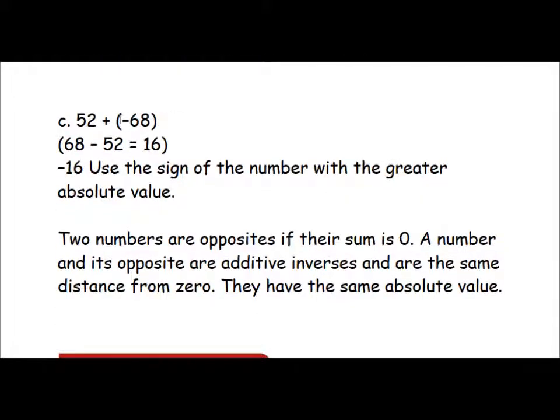In case of different signs, 52 plus -68, we have to subtract the absolute values and then use the sign of the bigger number. In this case, 68 minus 52 is 16. 68 is bigger. What sign does it have? It has minus. So we'll put minus in front. So use the sign with the greater absolute value.